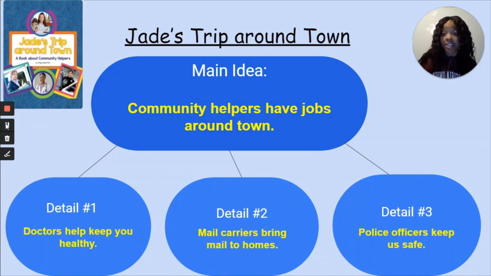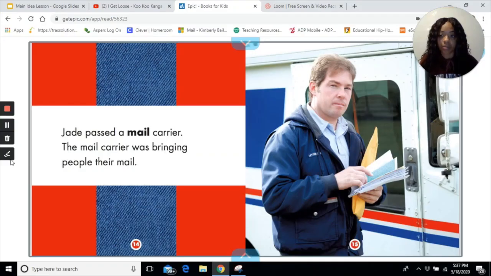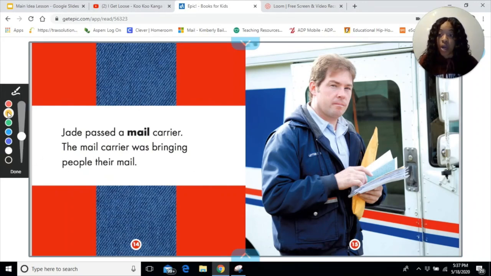We have our first detail. Now we're going to go into the text and prove our second detail. Mail carriers bring mail to homes. And again, we're making sure that this supports our main idea. Well, I found our page, friends, that reminds me of what this special community helper does. If I don't know, I can actually look at the pictures to give me some clues. So let's get ready to prove detail number 2. The mail carrier was bringing people their mail.